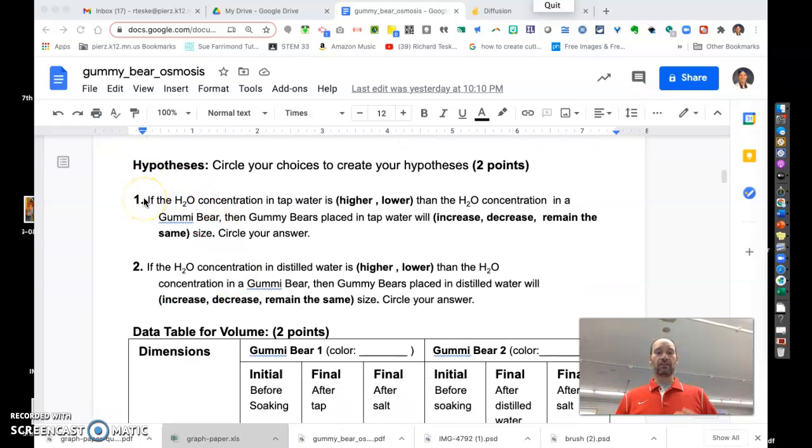So I want you to fill out this part. If the water concentration in the tap water is higher or lower than the water in the gummy bear, then what will happen to the gummy bear placed in tap water? Meaning, when I put this in tap water, where do I have the highest concentration of water? In the cup or in the bear? Okay, so I think everyone should be able to figure it out. And by knowing what is high concentration and low concentration, you can tell which particles are going to move. And then the same thing for the 100% distilled water.